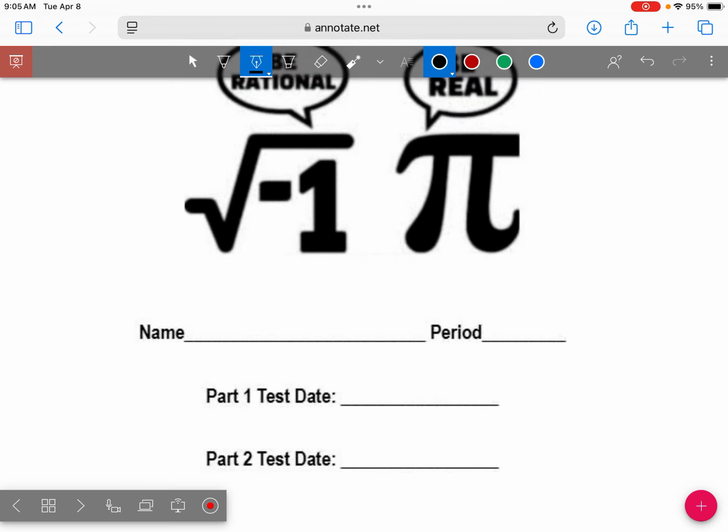So part 1, this is on the front page of your blue packet. Our first test will be Wednesday, and that would be April 23rd. And then our second test will be on Friday, May 9th. After that, we're going to start getting ready for our final, and we'll talk about that later.